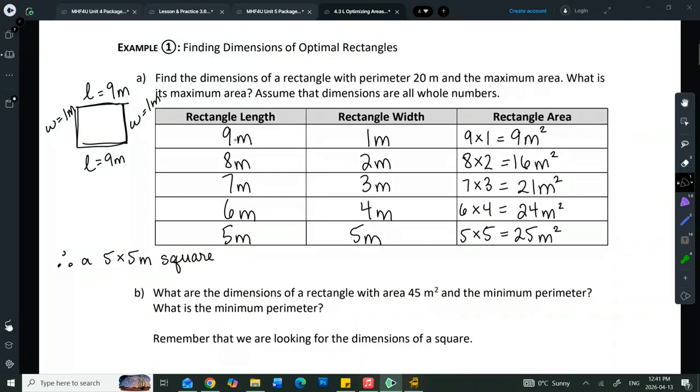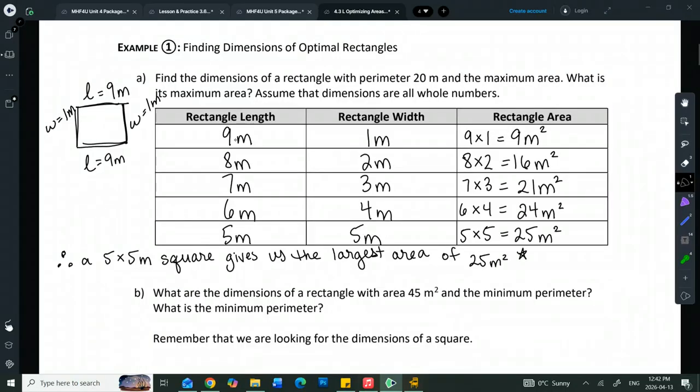Based on what we just discussed above, why would it make sense that 5 by 5 would be the optimal dimensions of this? Right, because we said a square basically optimizes that, so it gives you the most amount of area for the perimeter that you have. Okay, so we're going to make a note here that a square, 5 by 5 meters, gives us the largest area of 25 meters squared.